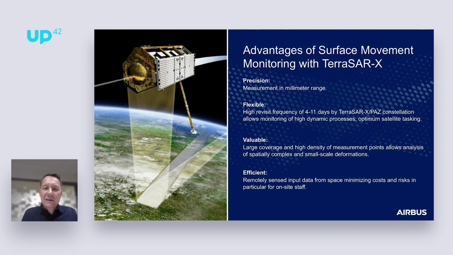What is the specialty of the satellites of this system? It's the precision. So we can measure with a very high precision, because we know exactly where the satellite is at a given time in the orbit, down to a few centimeters. And this is a precondition for precise co-registering and for this precise measuring capability.